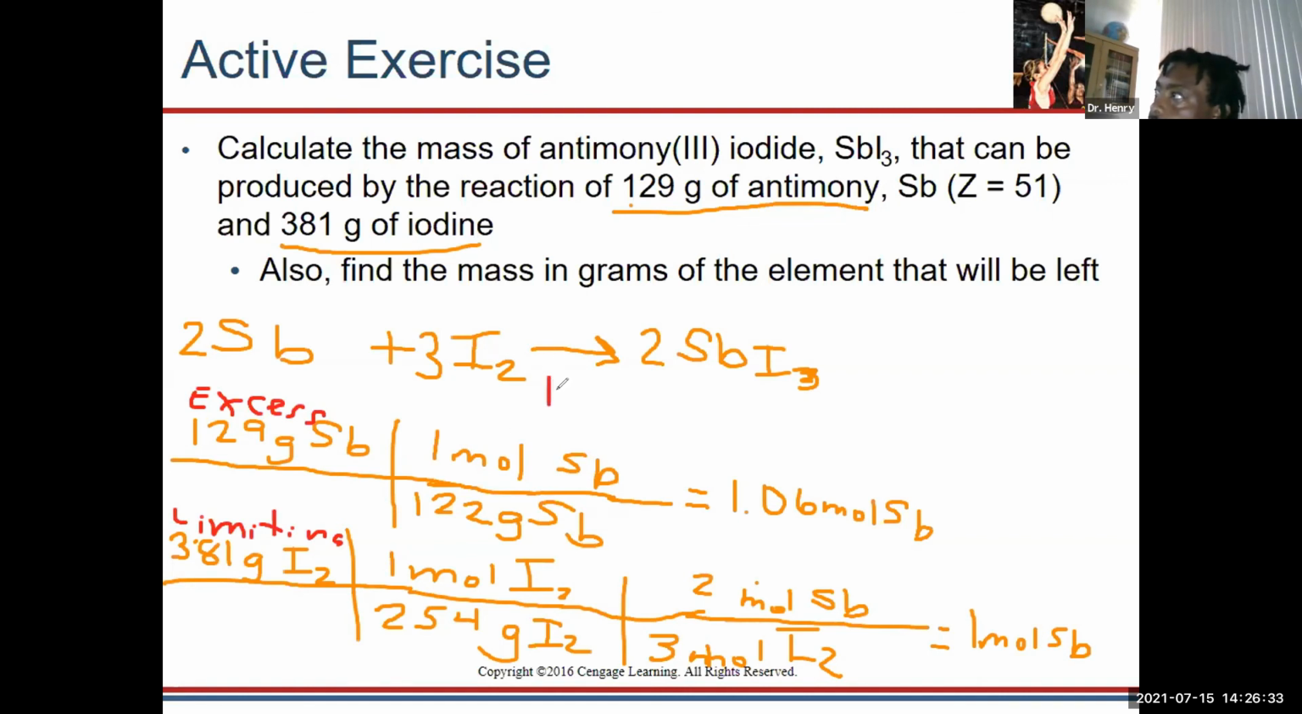So I'm going to put that up here, 1 mole of Sb. And they want us to calculate how much antimony 3 iodide we're going to be producing. So if we have 1 mole of antimony, that's how much we're going to be able to make. So what is the molar ratio between antimony and antimony 3 iodide? It's a 2 to 2 ratio.